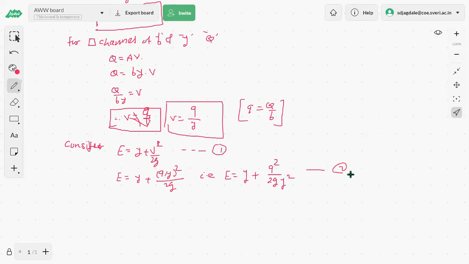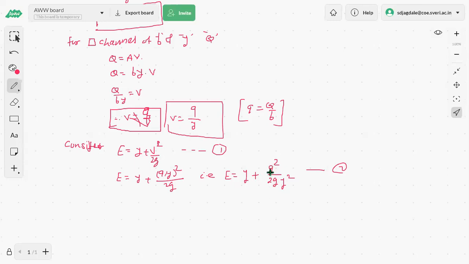Okay, this is 1 and this is 2 we'll consider. Now, if we look into this equation number 2 neatly, we have to find that if the discharge Q is a constant, then this equation of specific energy is a quadratic in Y.